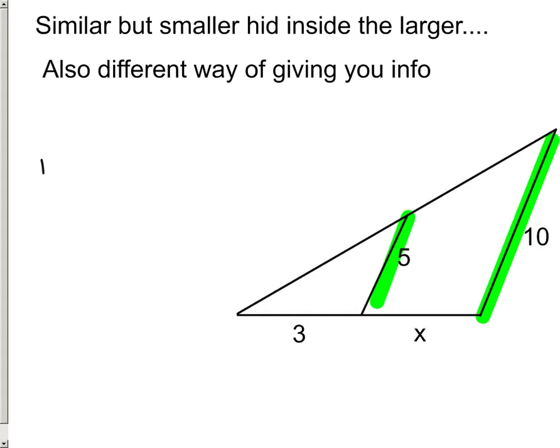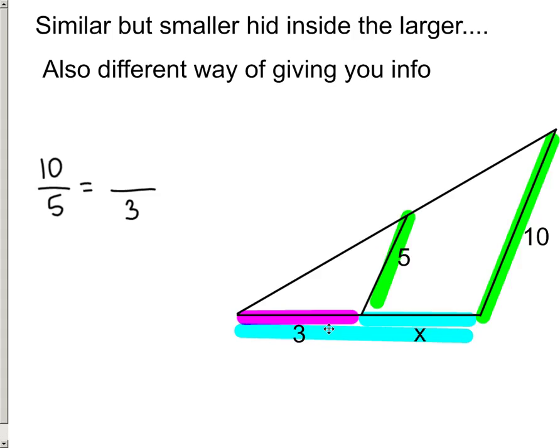So let's set this up, 10 over 5, okay? And on the small one, it's a 3, so I'm going to put a 3 on the bottom. But the problem is that from here to here is x, and I need to find that. But for the big triangle, it's really the x plus the 3. So guess what I'm going to put right here?